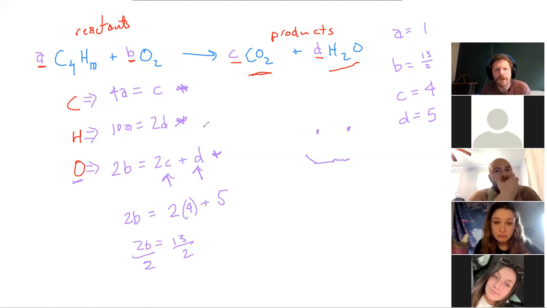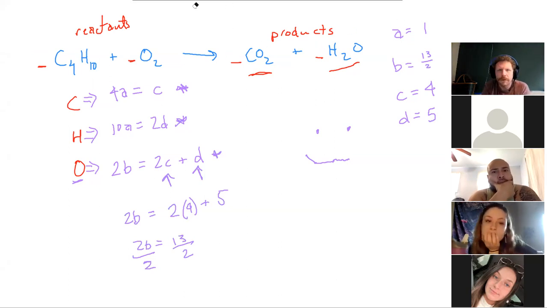So I could substitute all of these values that I've just come up with: 1, 13 halves, 4, and 5. But what's one of the things that I talked about in the previous solving? We don't like fractions. We like whole numbers. So how do we take care of this 13 divided by 2 and make it a whole number?